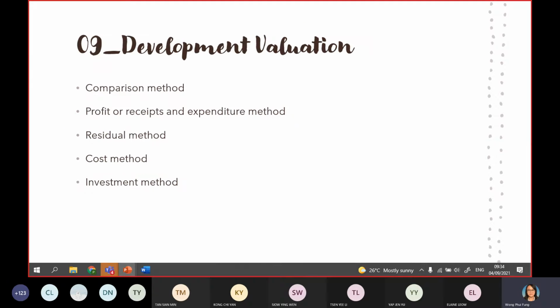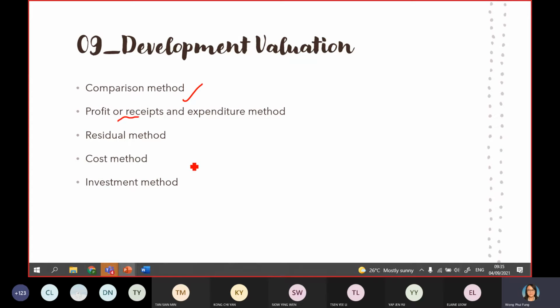And chapter number 9, as I mentioned just now, I exposed to you some of the basic development valuation methods. In this chapter, we have learned the comparison method, which means a like-for-like comparison, comparing apple to apple. But due to the fact that no two properties are the same, sometimes you need to make adjustments based on the location, the time, and the size effect. That is what we have learned in the comparison method.